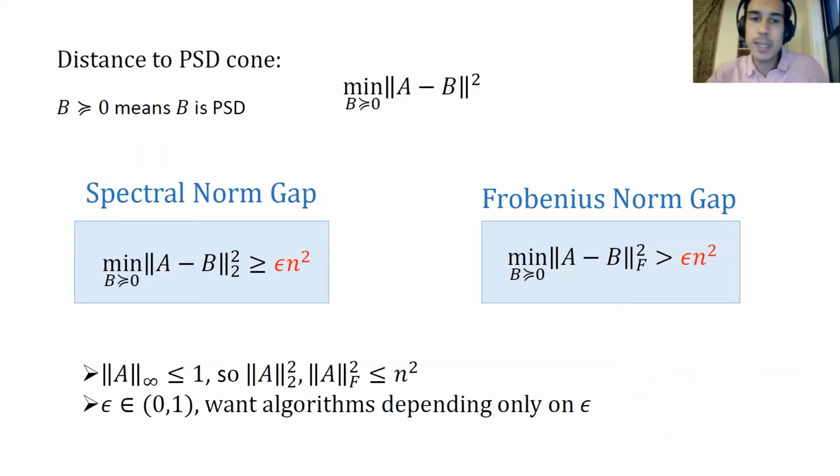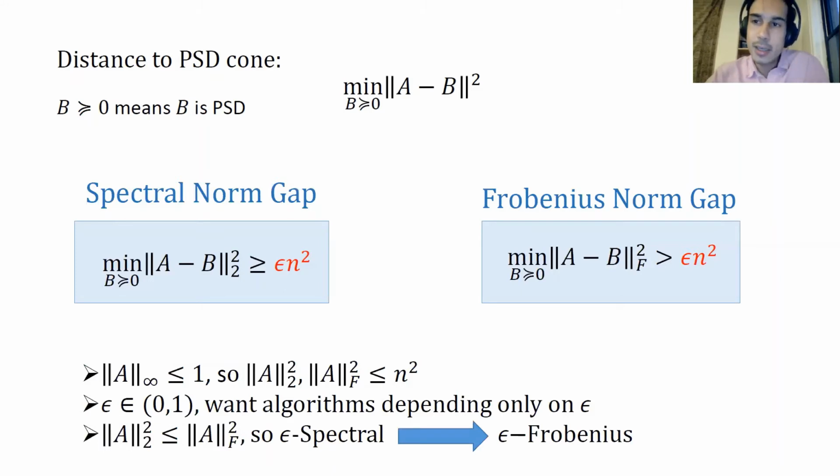Okay, so why are we considering this parameterization of epsilon n squared here? Well, it's easy to see that because we have bounded entries, the biggest that the spectral norm squared and Frobenius norm squared could be is, both of them, at most n squared. So the natural parameterization is to have this value epsilon, which is between 0 and 1. And we want our algorithms to depend only on epsilon, which is somehow the fraction of the overall mass of the matrix A which is far from the PSD cone, which is contained in negative parts.